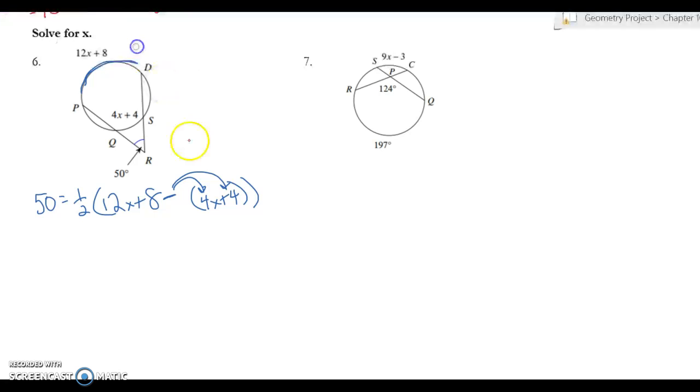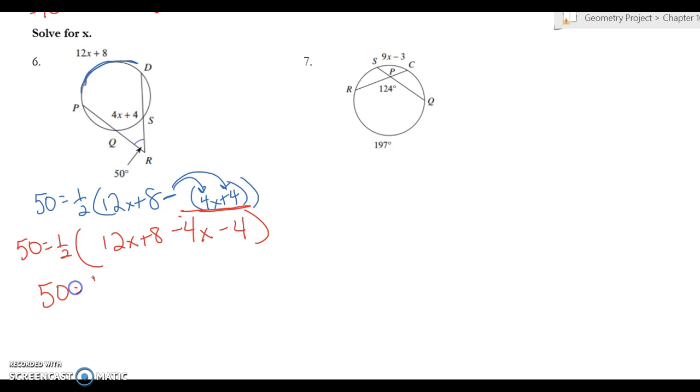Okay, so now what happens when I distribute that negative, this becomes a minus 4x minus 4, right there. And then I bring down the 12x plus 8. And then I bring down everything else. And so I get 50 is equal to 1/2. 12x minus 4x is 8x. 8 minus 4 is 4.